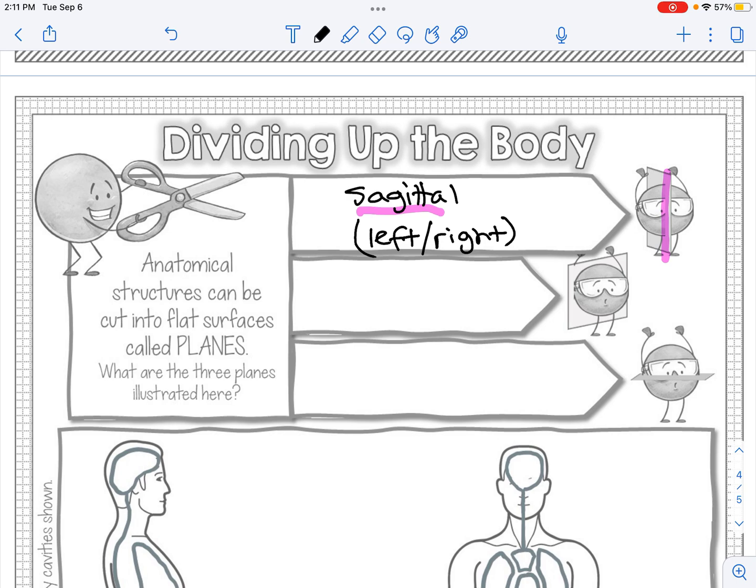The next one is the frontal or coronal. And that would be the front and back. Or you could say anterior and posterior if you want to get fancy.